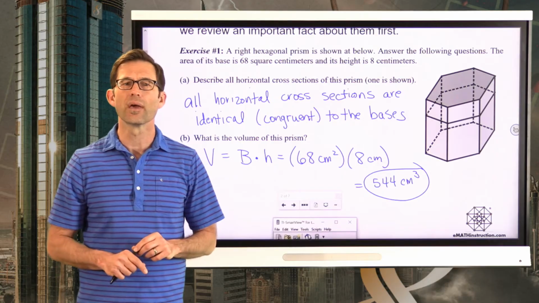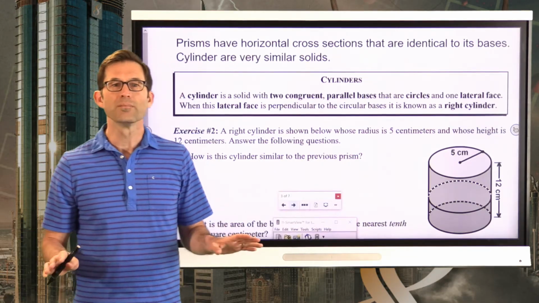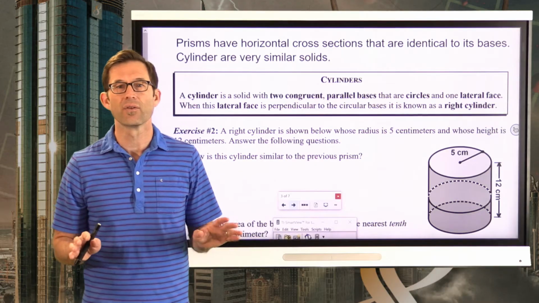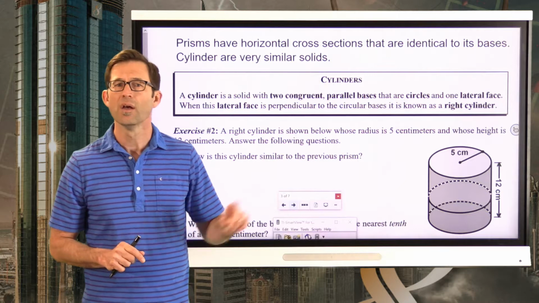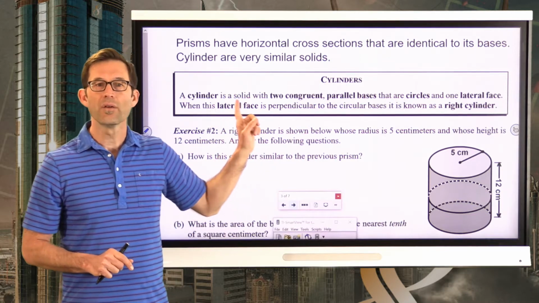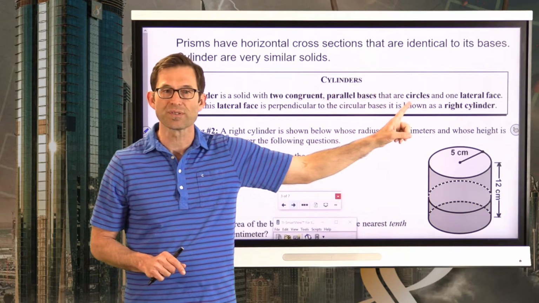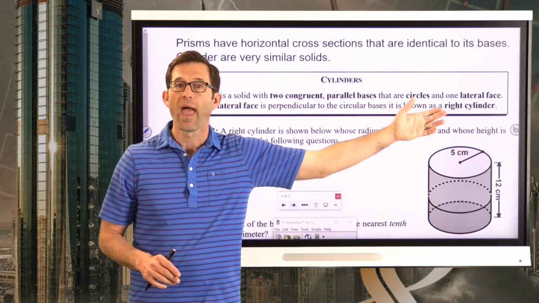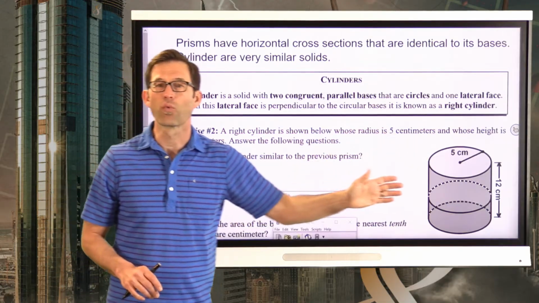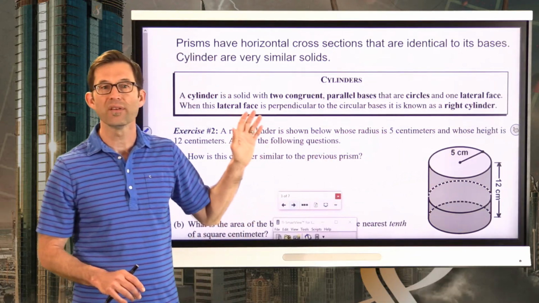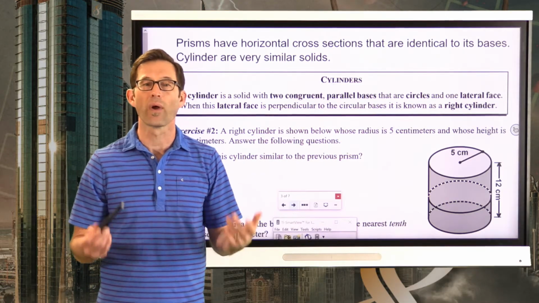Now, let's take a look at what a cylinder is. All right. Prisms have horizontal cross sections that are identical to its bases. Cylinders are very similar solids. So what is a cylinder? A cylinder is a solid with two congruent parallel bases that are circles, and one lateral face, right? That lateral face wraps around those circles. When this lateral face is perpendicular to the circular bases, it's known as a right cylinder.